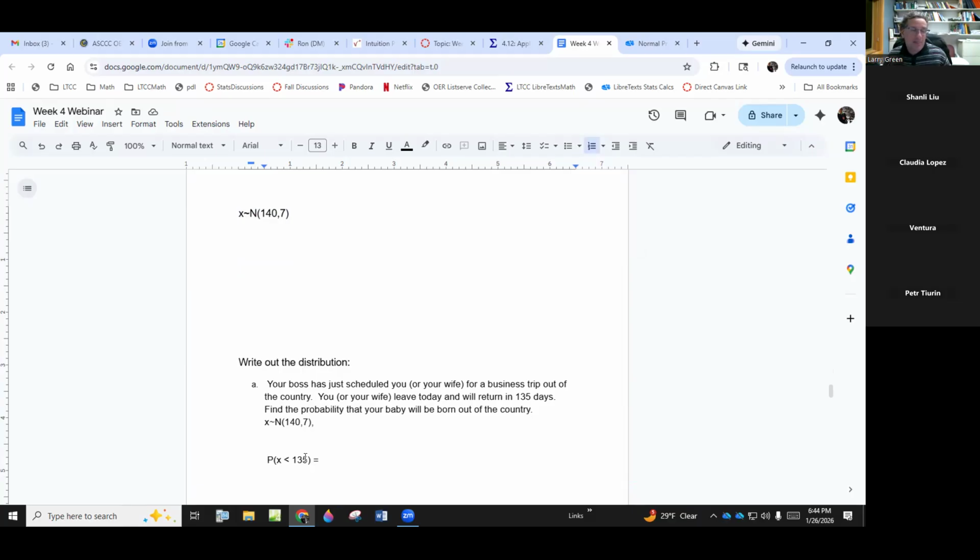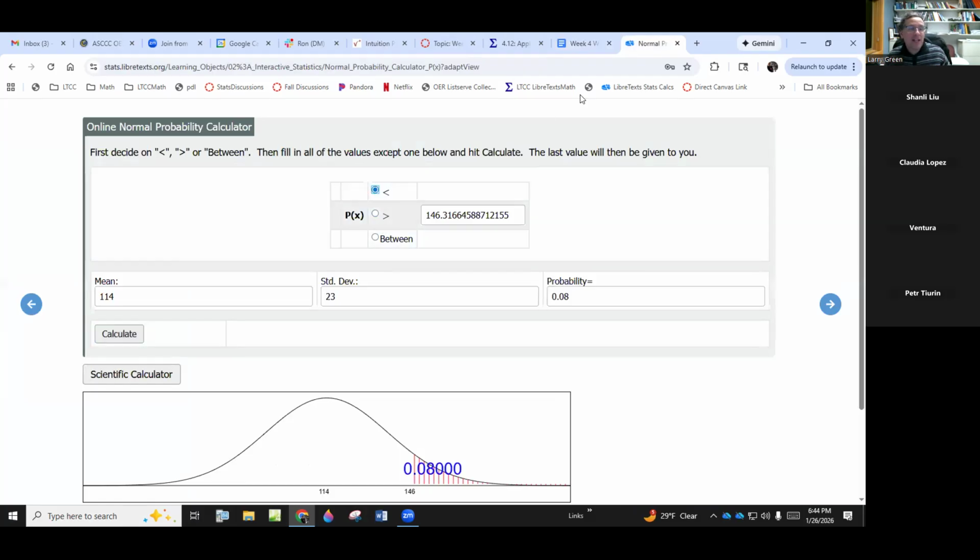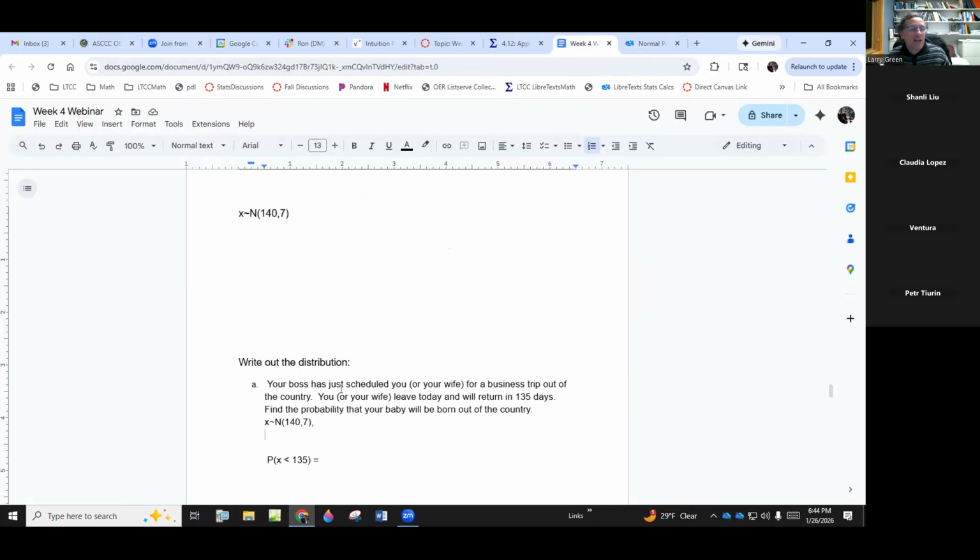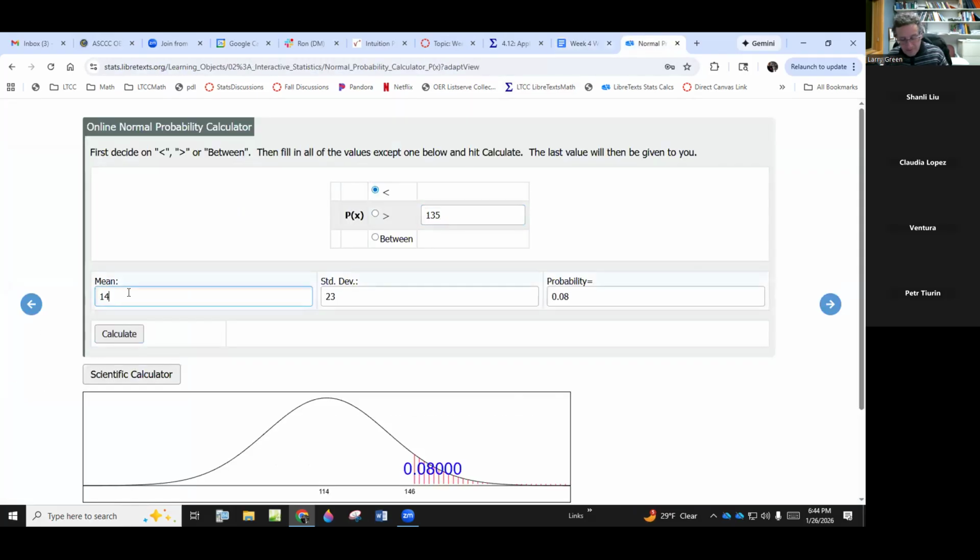Okay, so we want the probability that x is less than 135. We have a normal distribution, so we just go into the normal calculator. We have less than 135. The mean was 140, standard deviation is 7. And we want the probability. And there we go. About a 23.75% chance. 0.2375.